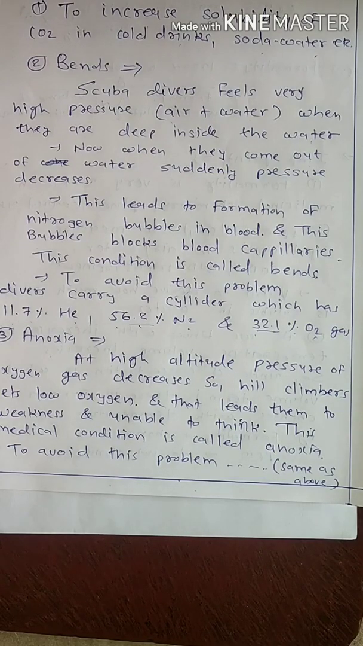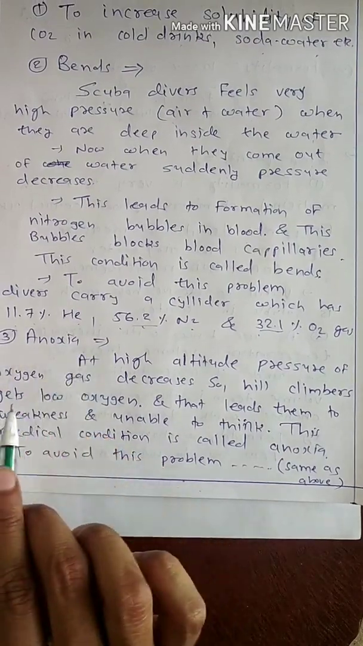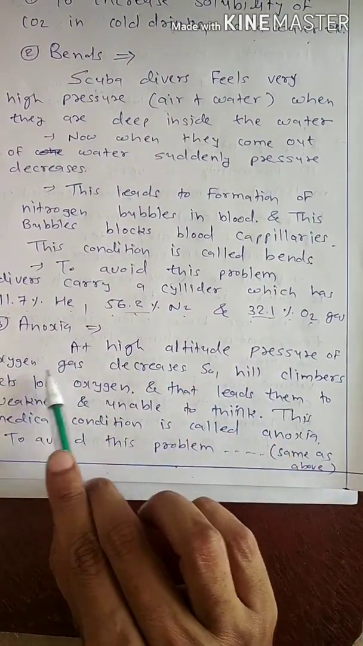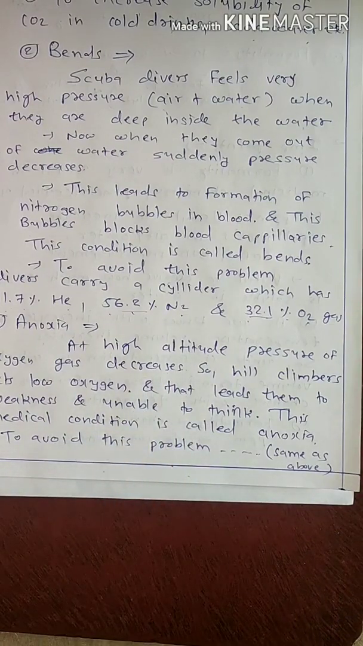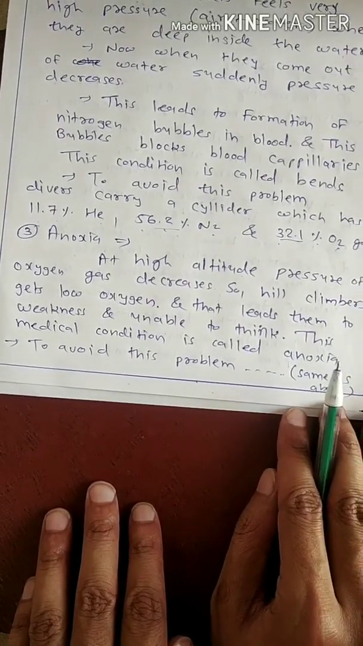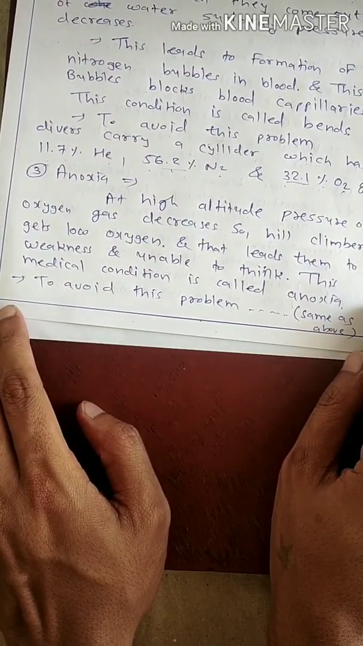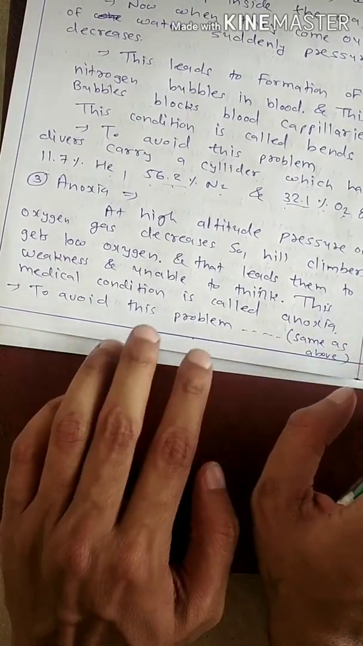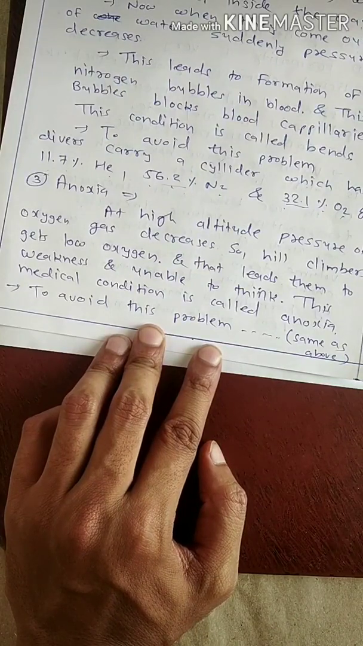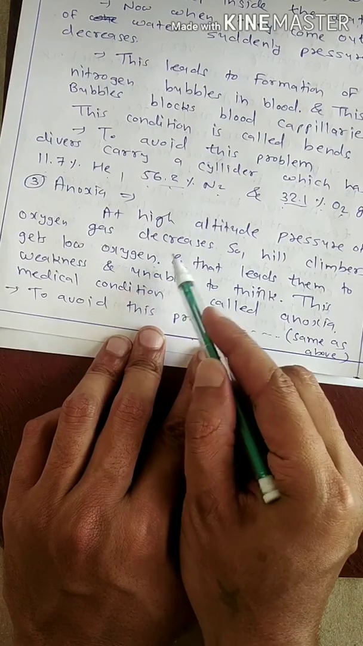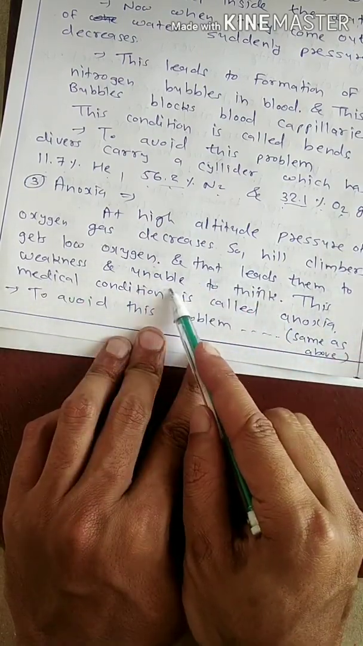Okay, now third use is anoxia. It is also a medical situation. Now at high altitudes, pressure of oxygen gas decreases. What does that mean? Means at higher level from ground, oxygen is less, available oxygen is very less. So due to that, hill climbers get low oxygen at the height. So that leads them to weakness and unable to think.